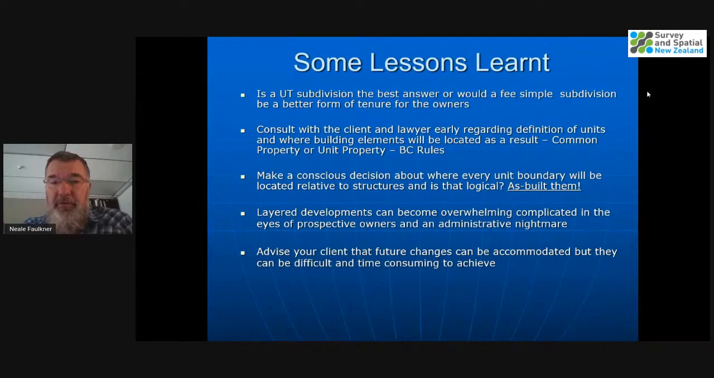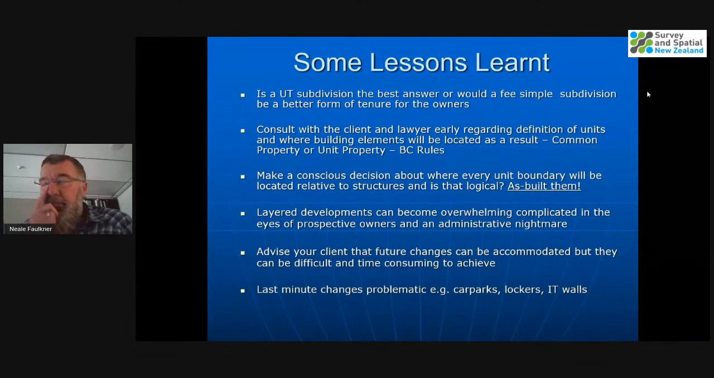Advise your client that future changes can be accommodated under the Unit Titles Act, but they can be difficult and time consuming to achieve. You might have to get body corporate resolutions down the track, or if you're in a staged development, the unit owners might not agree. Life just can become quite difficult. Last minute changes are problematic.